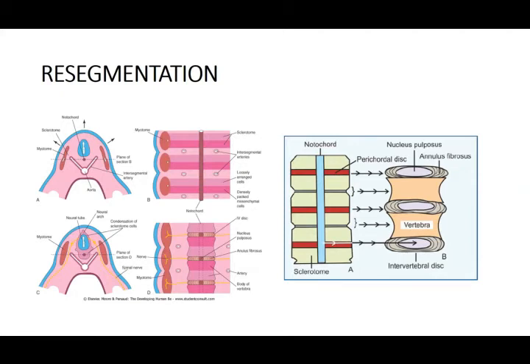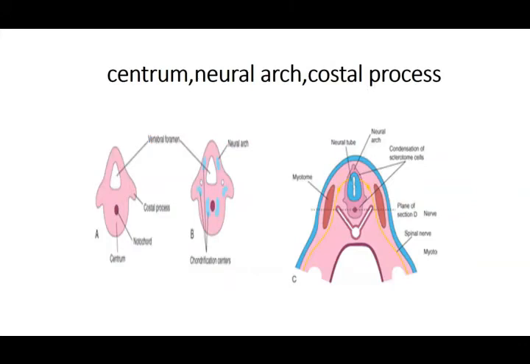This resegmentation made the body of the vertebra, and the notochord which was running in between is going to disappear. Just the central portion is going to stay as the nucleus pulposus, and the area of the mesenchyme around is going to become the annulus fibrosus. This is a mesenchymal model, that is, it is a membranous development. This is what we get.